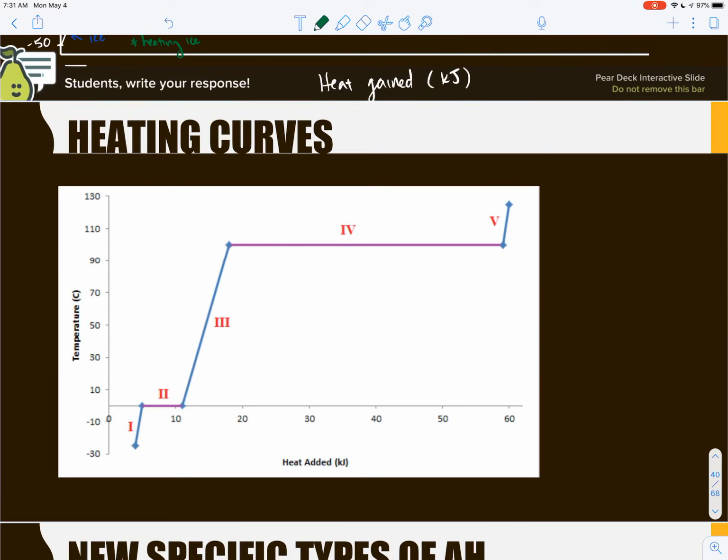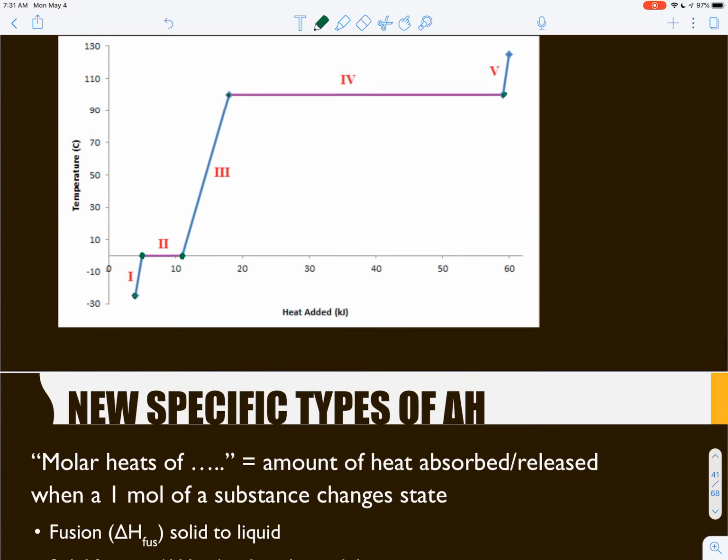So the first thing is, what are 1, 2, 3, 4, and 5? And what do you have at all of these points? Okay, and then you can check your answer with the previous slide.